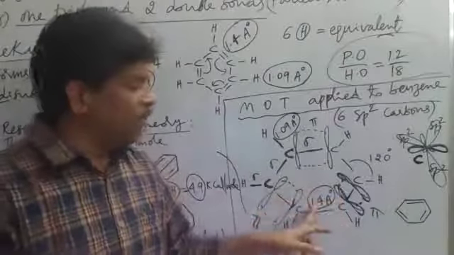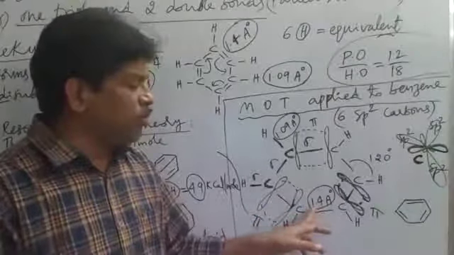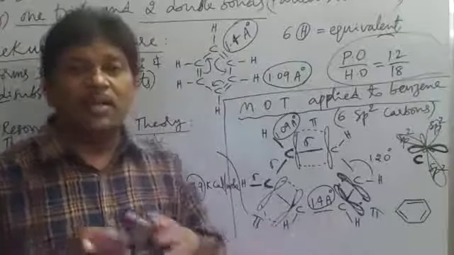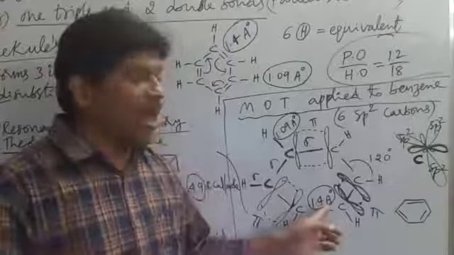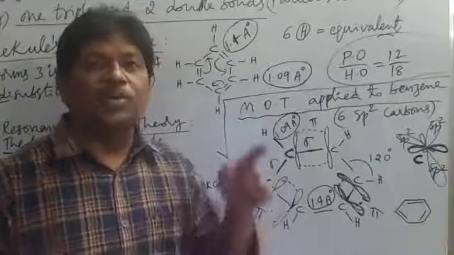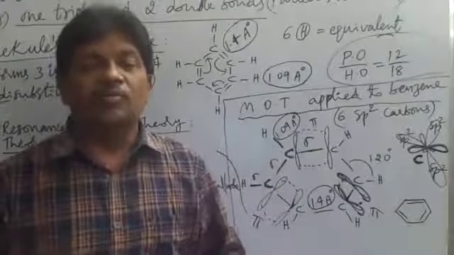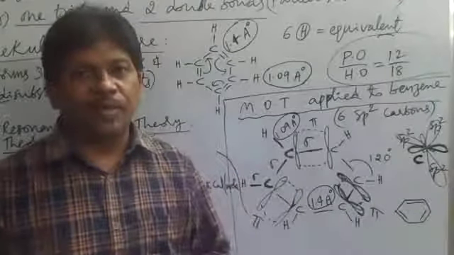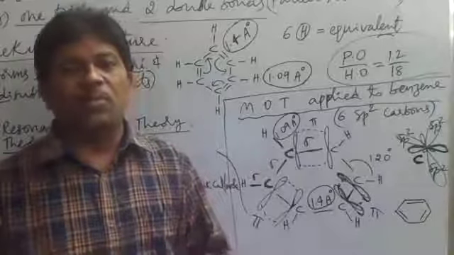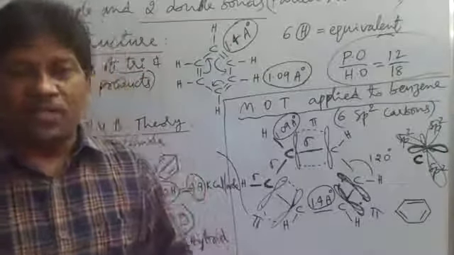Next, benzene has 1.40 angstroms as the bond length between any two carbons. So 1.40 angstroms means 140 picometers. 140 picometers is the carbon-carbon bond length in benzene. These are all important points to be remembered about the structure of benzene.